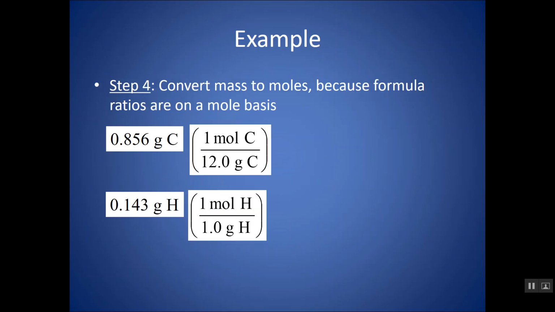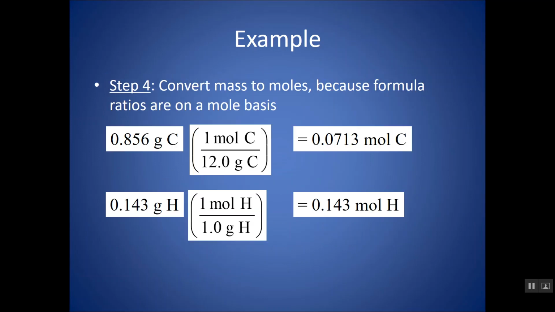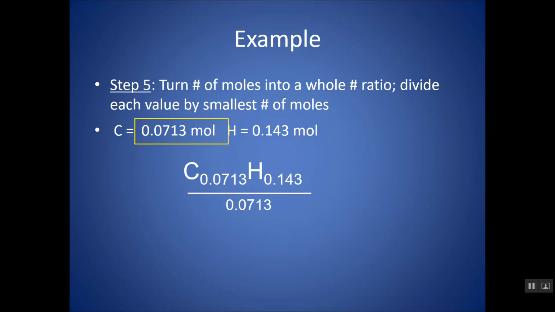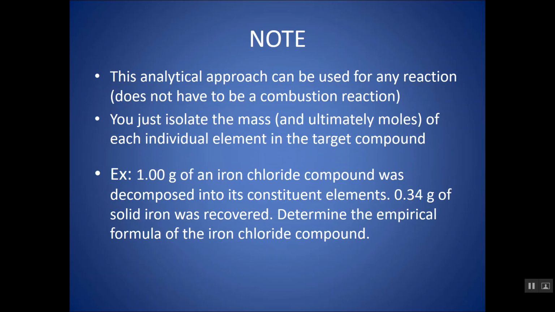So now I can just change these into moles, and now I can find my subscripts by dividing by the smallest. I get C1H2 as my empirical formula. Just a note that this analytical approach can be used for any reaction. It does not have to be combustion. All you do is isolate the mass and ultimately the moles of each individual element in the target compound. You're just tracing where elements go. Take a moment, try this example, which is not a combustion, but you can use a similar technique.